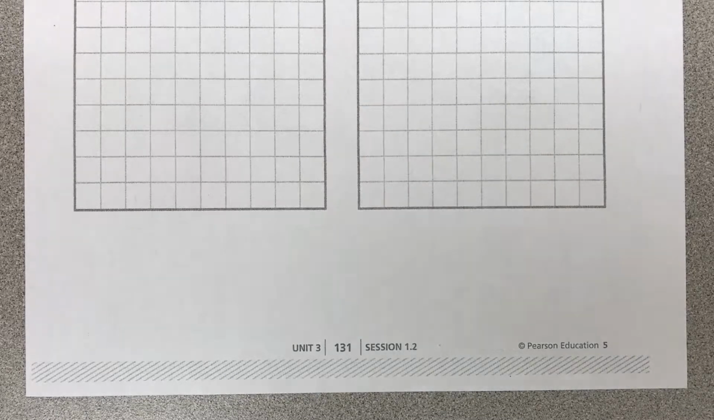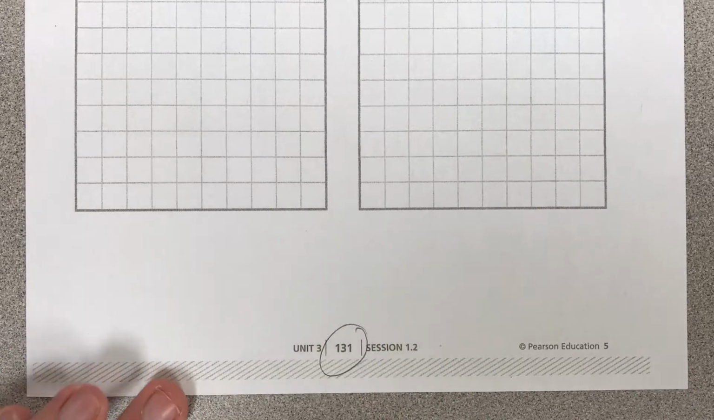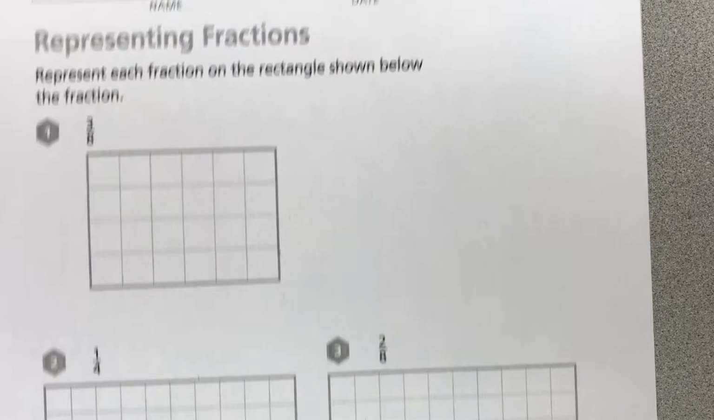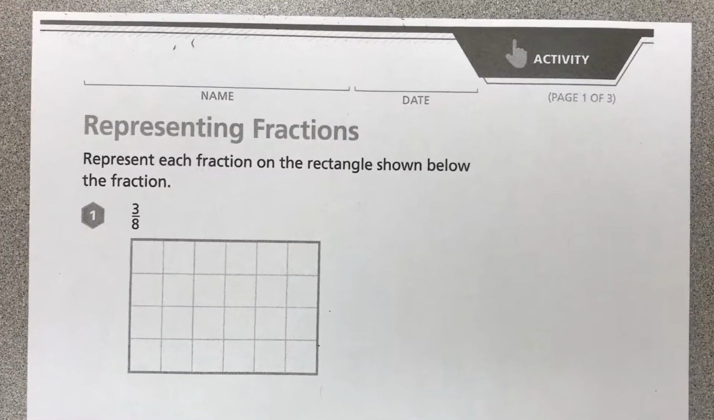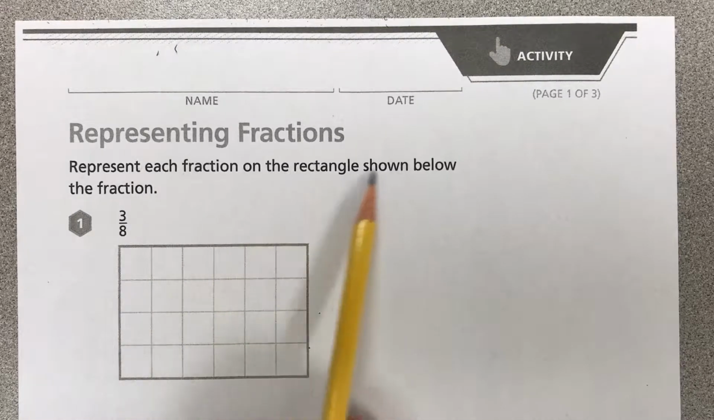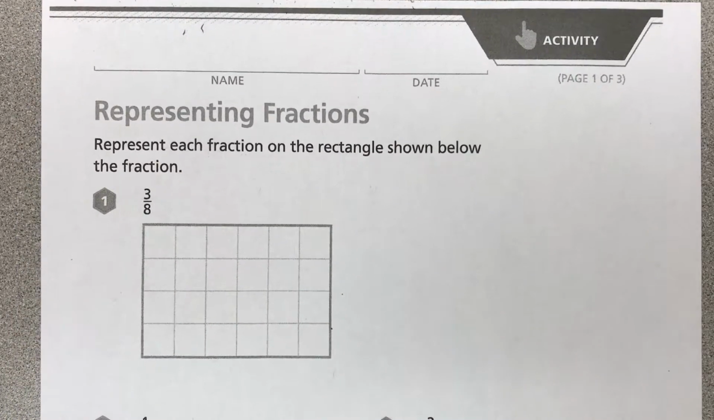Alright guys, so in this video I'm going to go over how to represent fractions on a rectangle. So the first thing I want you to do is get to page 131 in your SAB. If you don't have your SAB out, just pause this video now and go grab it. Alright, so page 131. For this page, the directions say represent each fraction on the rectangle shown below the fraction. So I'm going to do number 1 with you, and then you are going to finish the rest of the problems on your own.